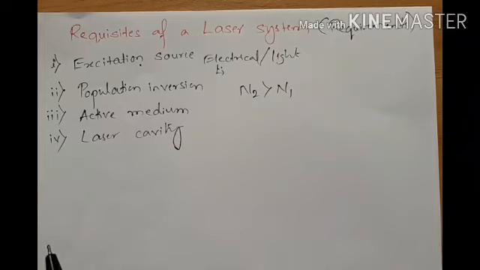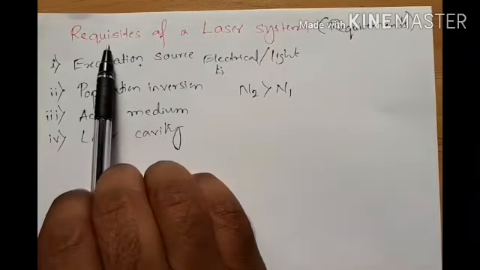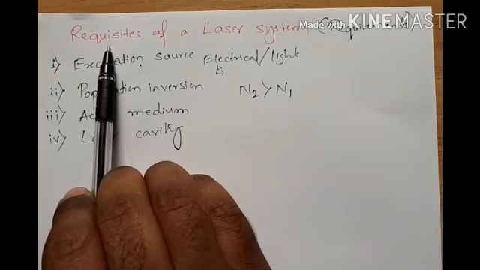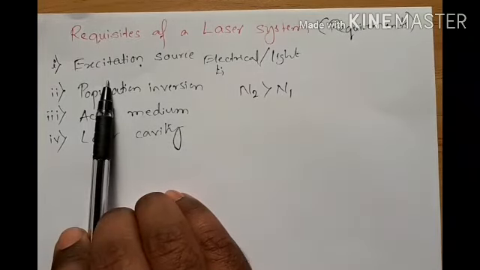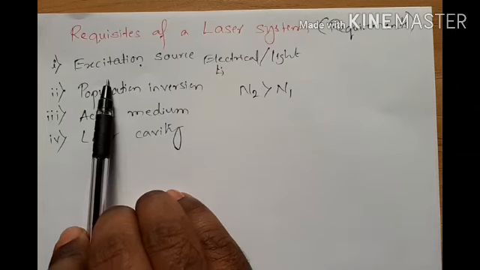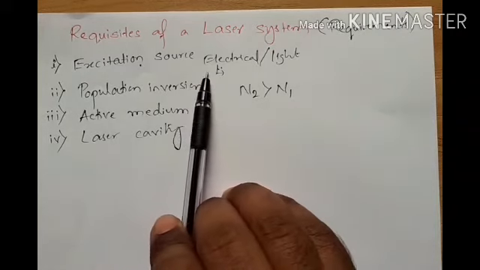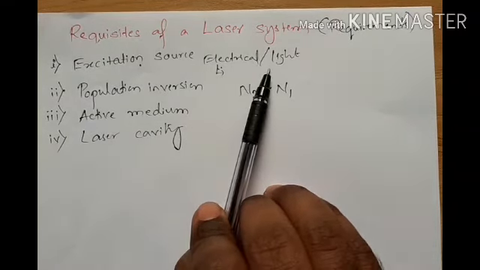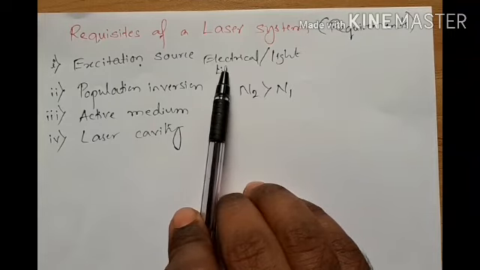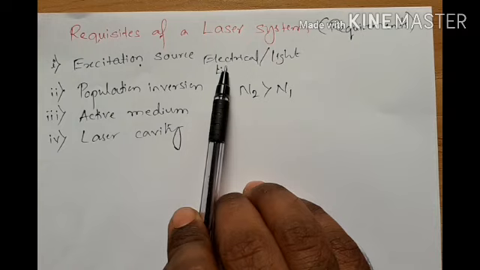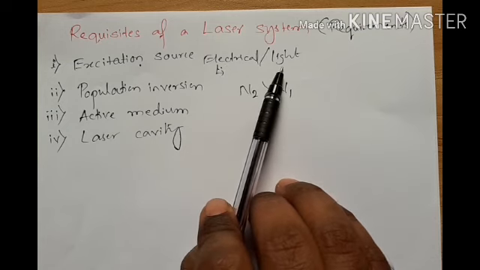The requisites of a laser system, or we can say the requirements, what are the essential things to produce the laser? The first one is the excitation source. As we know, this is essential to excite the atoms from the ground state to a higher state. It may be electrical, or we can directly supply light. There are so many examples. In case of electrical, solid state lasers are there, silicon germanium lasers are there. In case of light, where we supply light directly, the ruby laser is one which uses light directly and gives us the laser as output.